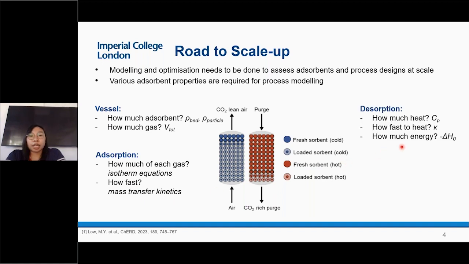And then lastly, for the desorption process, you'd want to know how much heat is required to increase the temperature of your adsorbent. So that's the specific heat capacity. You'd want to know how fast your adsorbent can heat up. So that's its thermal conductivity. And lastly, how much energy does it take to desorb all the gases that have been captured. So that's the heats of adsorption for your different components.